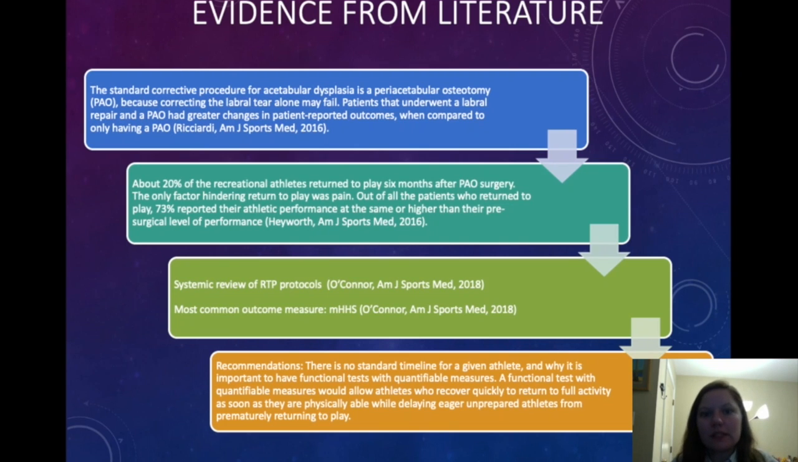I found many systematic reviews. I found one systematic review of many return to play protocols. And then the most common outcome measure was the modified Harris Hip Score. That's why I used it. And it's typically used pre-surgery, 1 month, 3, 6, 9, 12, however many, but mostly 6 and 12, I believe. So that's why I wanted to use that.